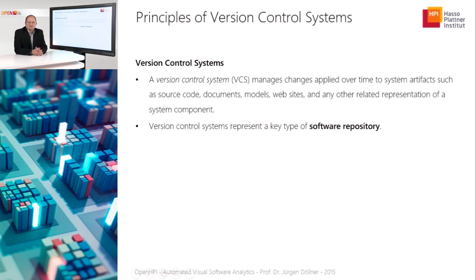Version control systems represent a key type of software repository, a repository that stores information about the software system. Most important are version control systems for source code, for example, Subversion, Git, or any other system.